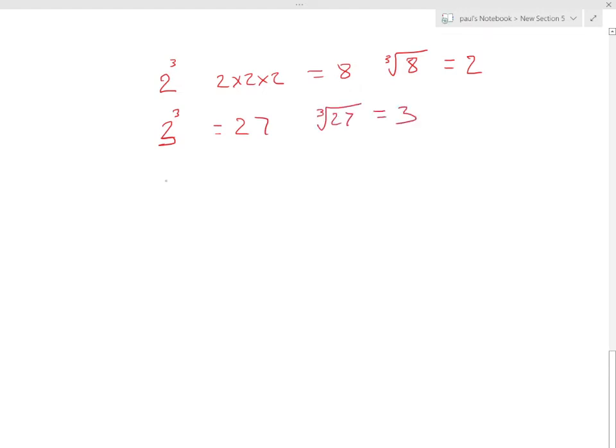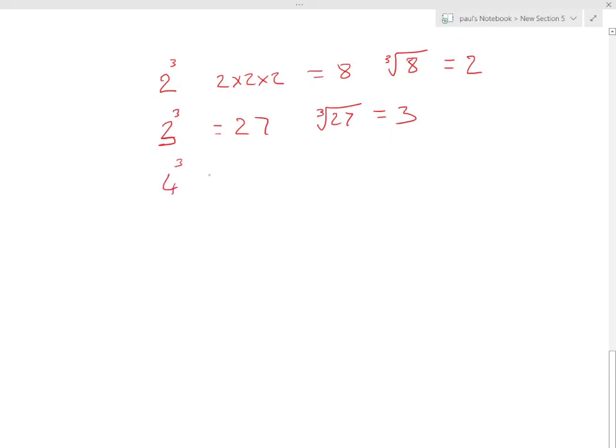We just touch on some cube roots and cubes. If we have a little 3, then it's cubed. That means 2 times 2 times 2, do it 3 times, which equals 8. So the cube root of 8 equals 2. We don't have to remember too many of these. 3 cubed is 3 times 3 times 3, which is 27. So the cube root of 27 equals 3.